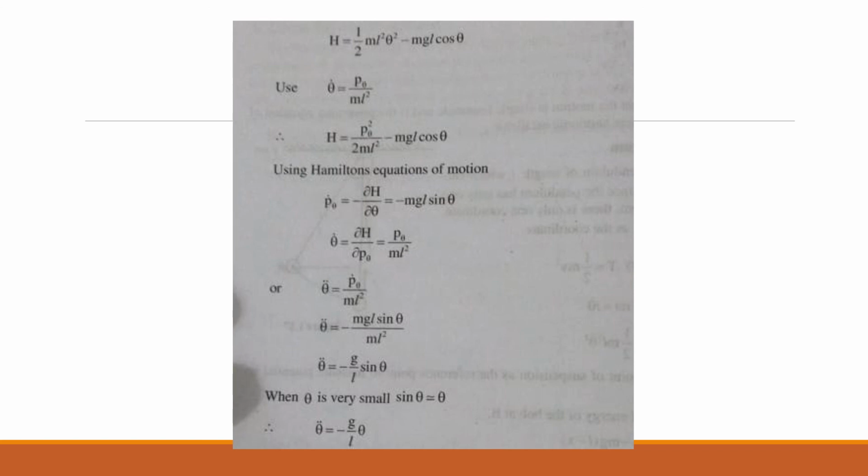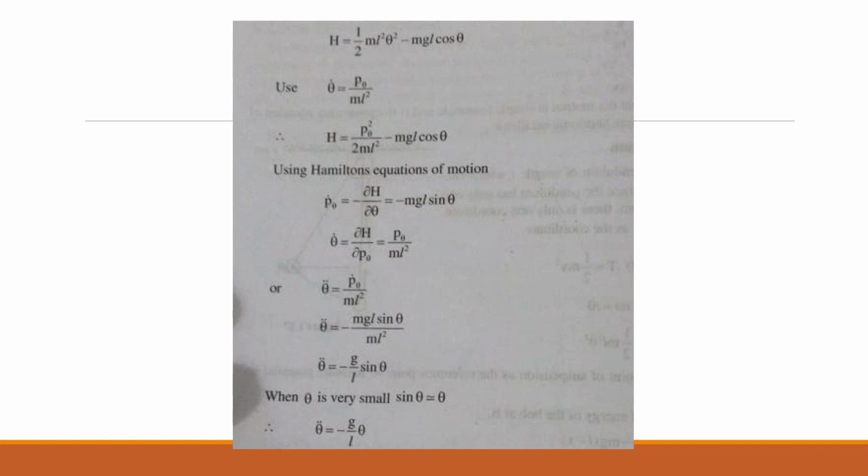Plus mgL cos theta. Now using Hamilton's equations, there are two variables here, one is theta and the other is momentum. Theta is the generalized coordinate and p is the generalized momentum. So p theta dot is equal to minus dou H by dou theta. It is a differentiation with respect to theta, so the answer will be minus mgL sine theta. The first term need not be differentiated because it is not a function of theta.